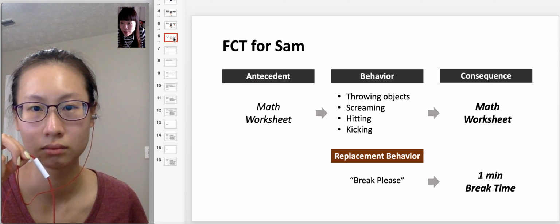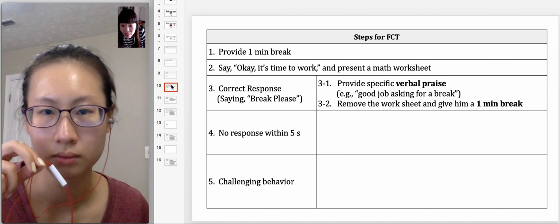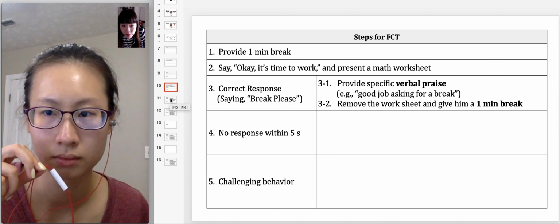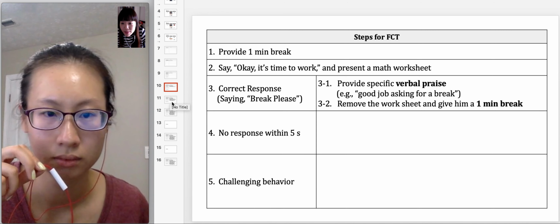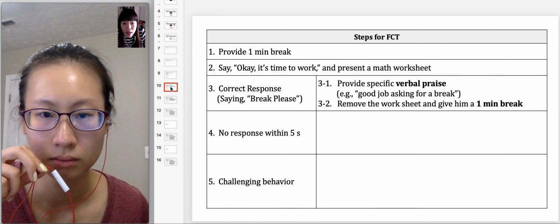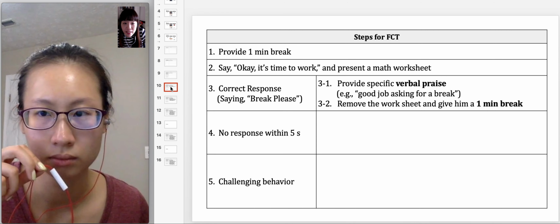Okay. Here are the specific procedures for implementing the FCT. First, you will provide him with a 1 minute break with no task demands. Then you will say, okay, it's time to work, and present a math worksheet. Your verbal demands can be followed by his correct responses, no response, or challenging behavior. If he engages in the correct response, you will provide specific verbal praise, such as good job asking for a break, good job saying that, and then remove the worksheet and give him a 1 minute break.